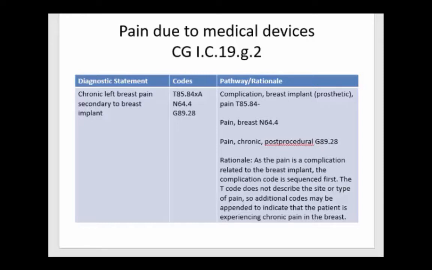These codes standing alone do not give the reader much information, but when you combine the three codes, you now know there's a complication, the complication is pain, and the pain is chronic. By using those three codes, we tell the story.